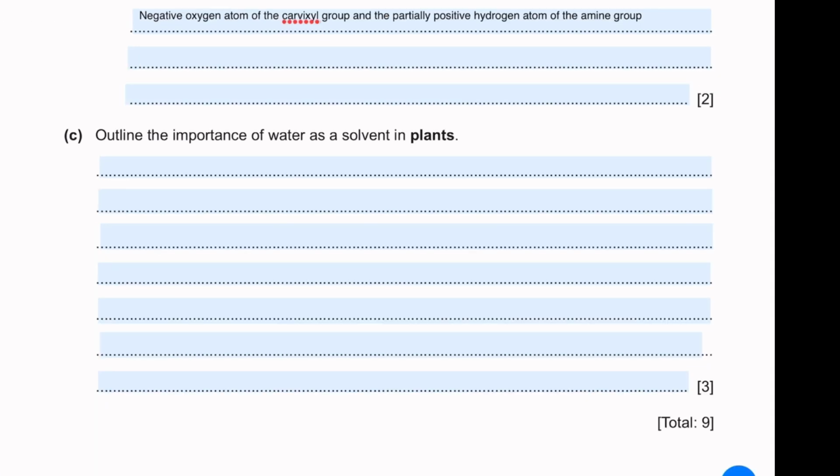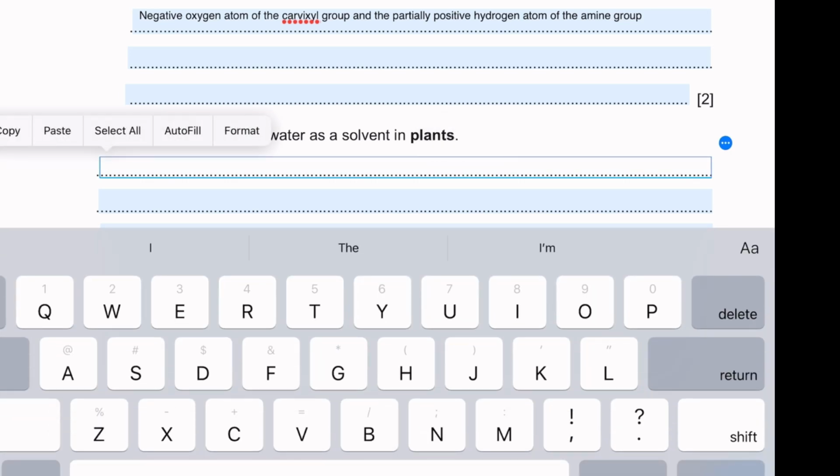Outline the importance of water as a solvent in plants. Water is really important as a solvent because it's useful in transport, for example in translocation and also in transpiration. It's also a solvent and a place for chemical reactions. Water is also used in photosynthesis as a reactant, but it's also the medium for the reaction in general. So yes, it's really useful as a solvent.